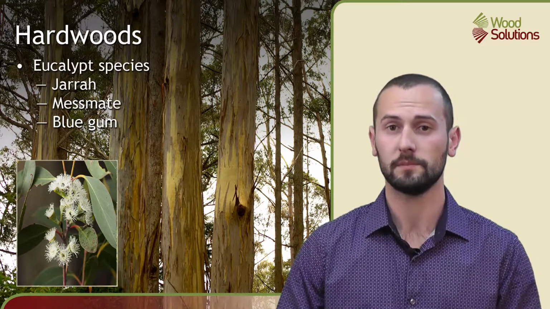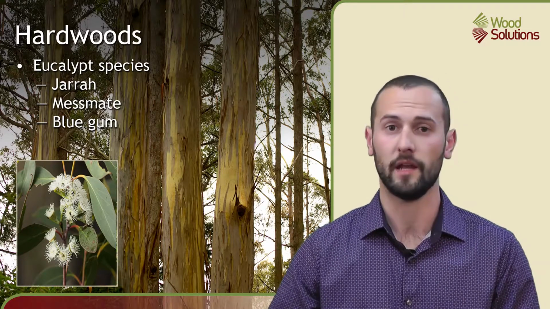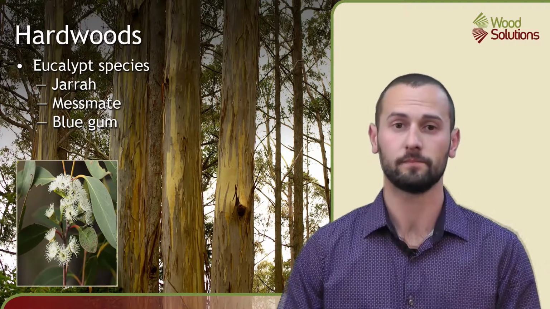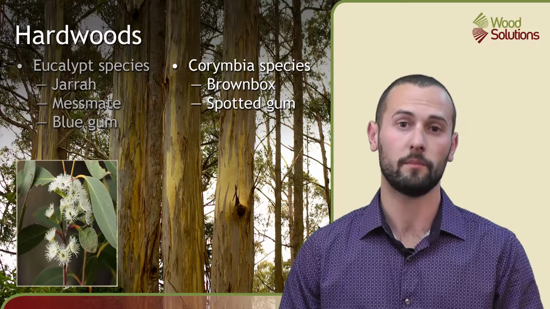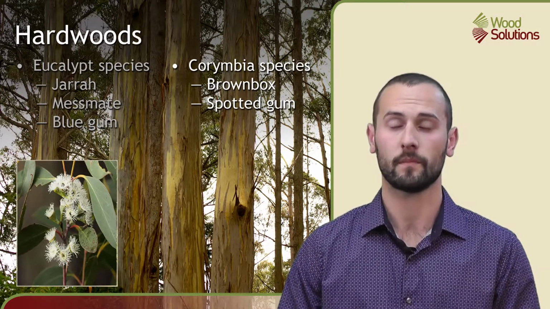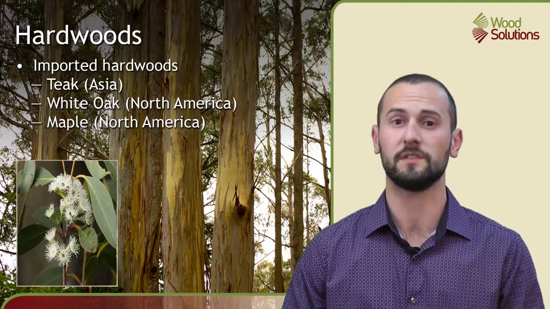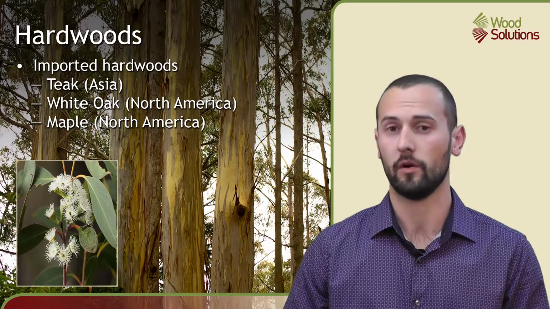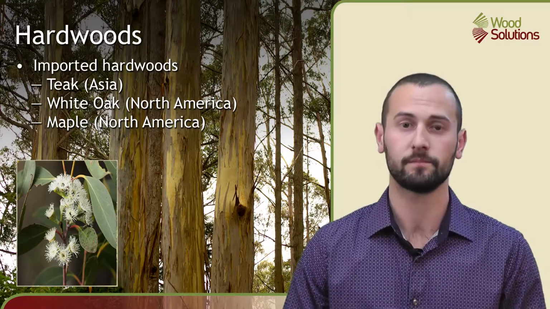Hardwoods have seeds from flowers and broad leaves. The wood generally has higher densities and is often darker in colour. Common Australian hardwoods include all eucalypts, jarrah, messmate, mountain ash, yellow gum and blue gum, all corymbias, brown box and spotted gum, or imported hardwoods such as teak from Asia and white oak and maple from North America.